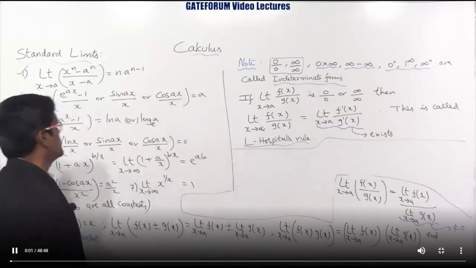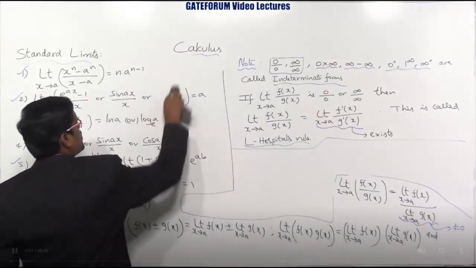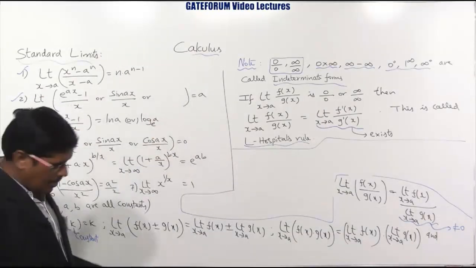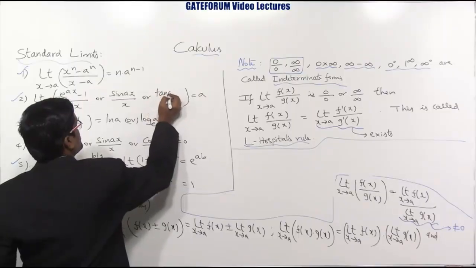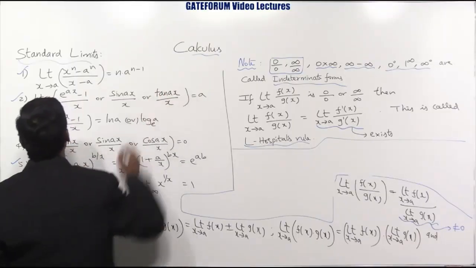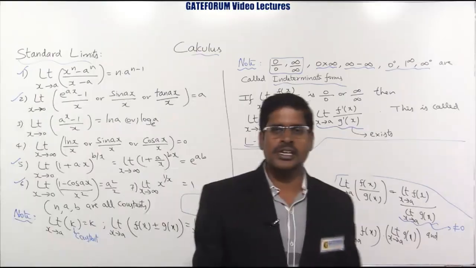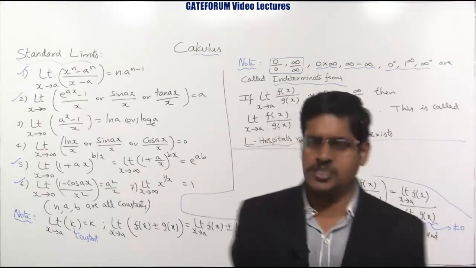So all of you, please modify this. This is not cos ax by x. By oversight, I have made a small mistake. It should be tan ax by x. All of you, please change in the second formula, third term. Instead of cos ax by x, that is tan ax by x.